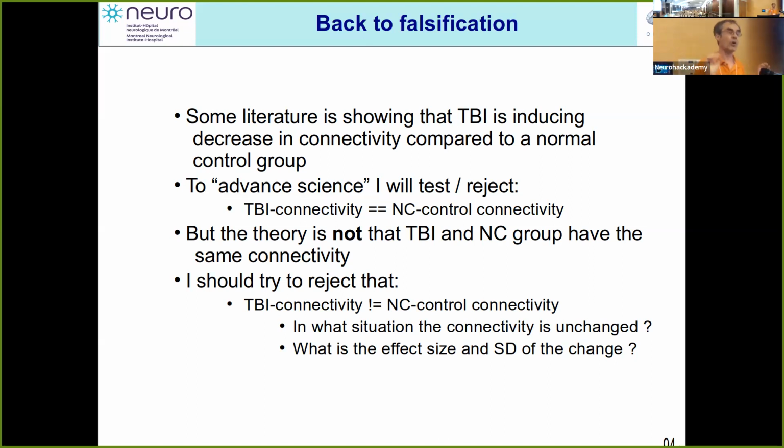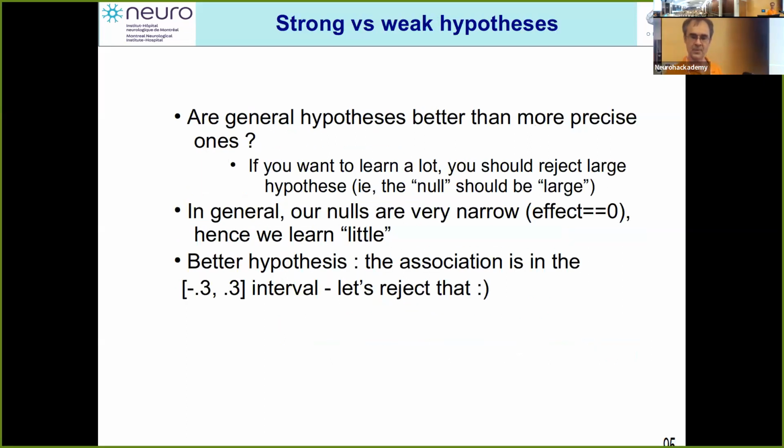So that framework is almost never taken, and it's something I would like to leave you to think about, in terms of the theory that you're testing, and what thing you should be trying to reject with those statistical tests. In many instances, that's not the way things are framed. There are more general hypotheses that are interesting to reject. So, for instance, you should try not to reject very narrow nulls.